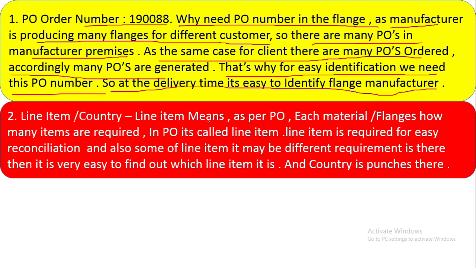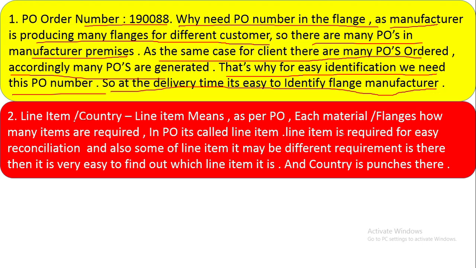Line item means that as per the PO, you can see there are so many line items here. Line item is the serial number, and each serial number has its material description. Why do we need so many line items? Because some materials may have a different description as per the client requirement. So that's why in each PO you can see so many line items.